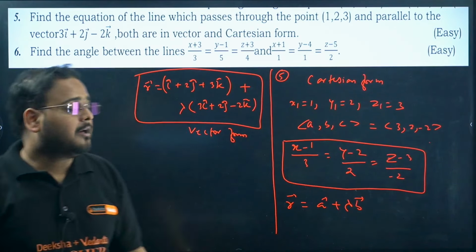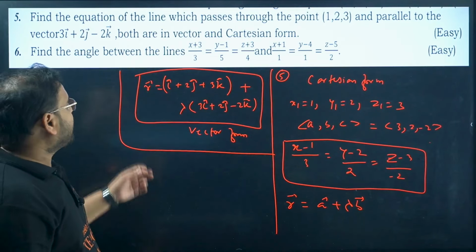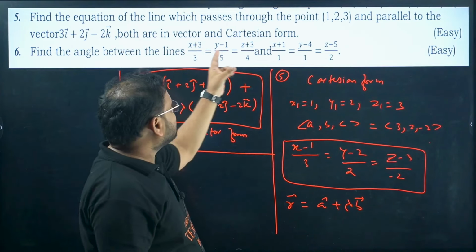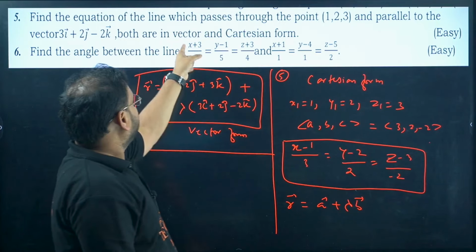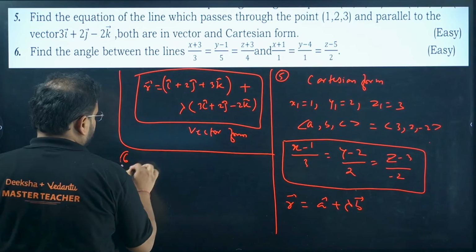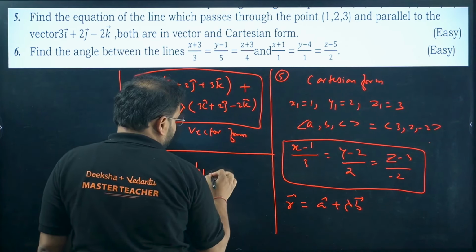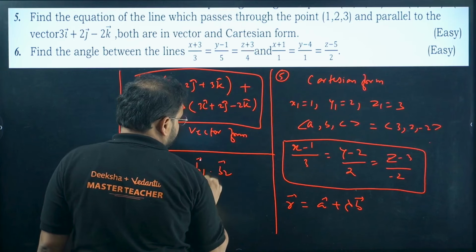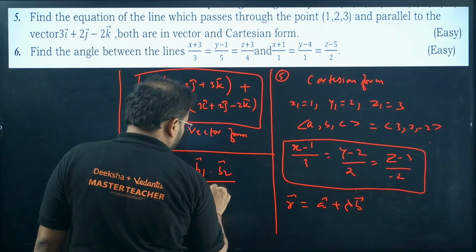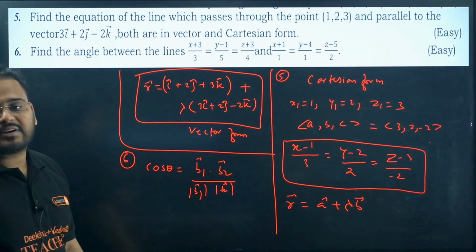Next, find the angle between the lines. When we are finding the angle, the first thing remains always the same: try to look for the x, y, z coefficients as always 1. No problem there. There is a formula for this: cos theta equals the dot product of the two vectors b1 dot b2 divided by the modulus of b1 and the modulus of b2.